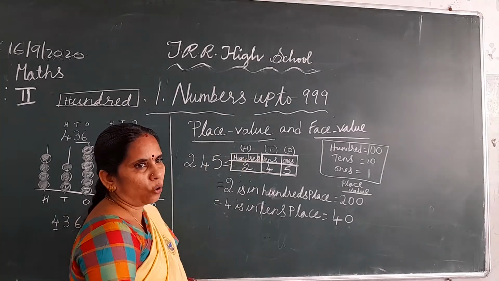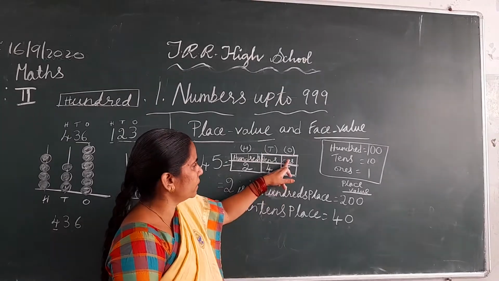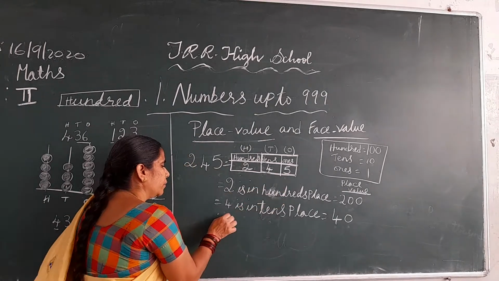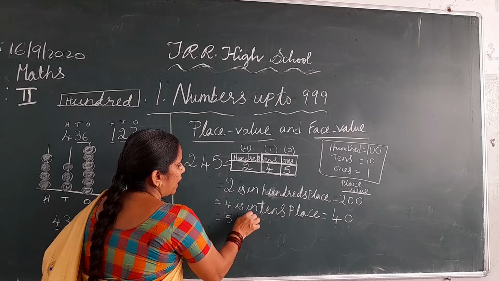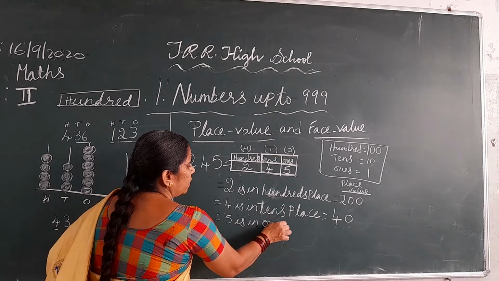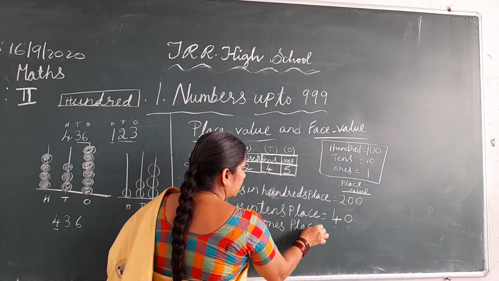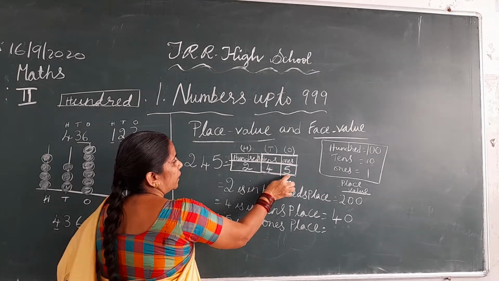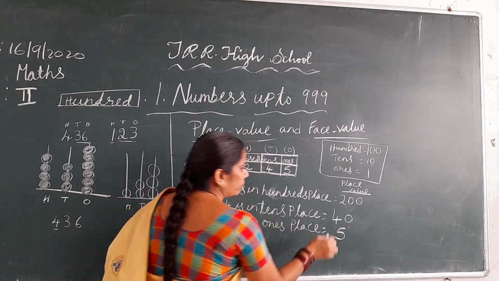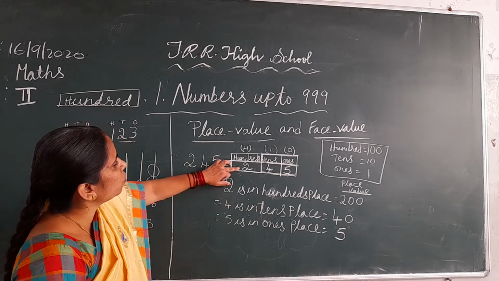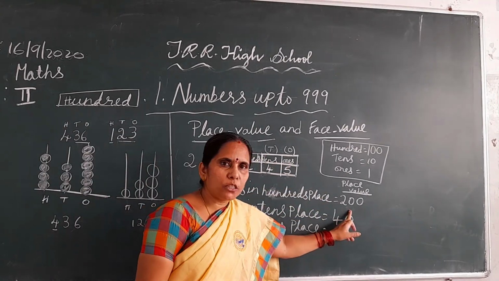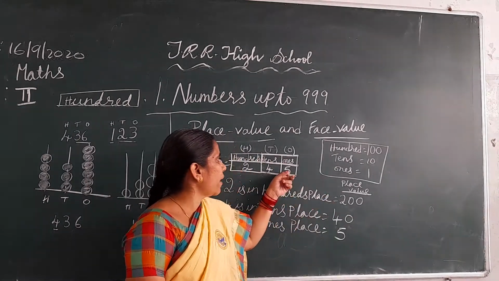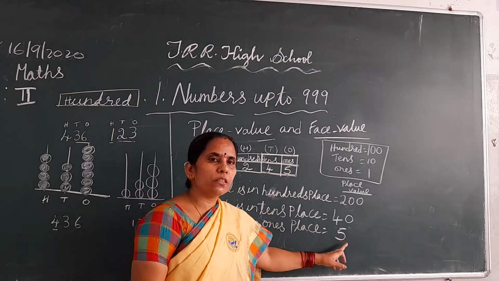Now next place we will go. What is the next place? Ones. So which digit is there in the ones place? 5. So we write here, 5 is in which place? 1's place. 1's means only 1. So what is the place value of this digit? Only 5. 2 in the hundreds place, so the place value is 200. 4 in the tens place, the place value is 40. 5 in the ones place, the place value is 5.